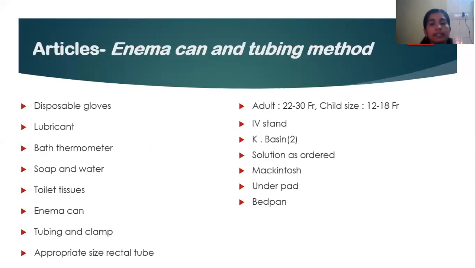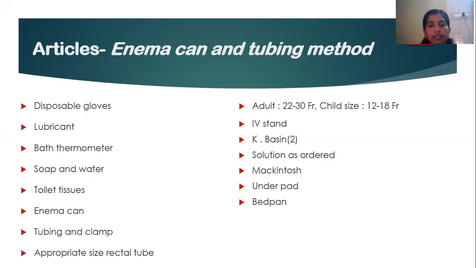Then, the articles needed for an enema. Here, the enema can and tubing method. What are the articles needed? They include disposable gloves, lubricant, bath thermometer, soap and water, toilet tissues, enema can, tubing and clamp, and an appropriate size rectal tube. For an adult it is 22 to 30 French, for a child around 12 to 18.